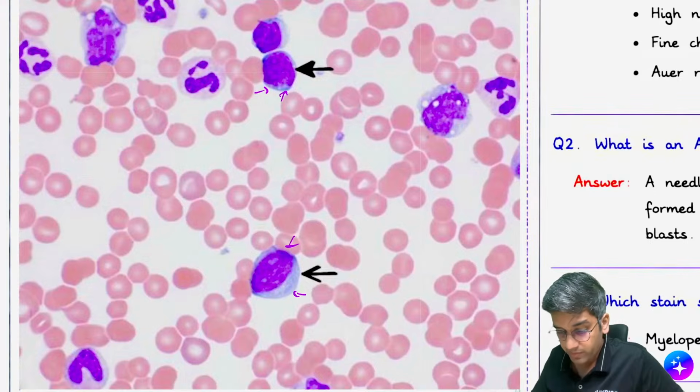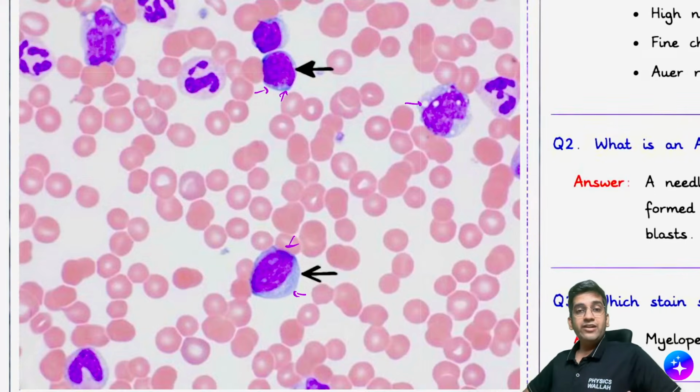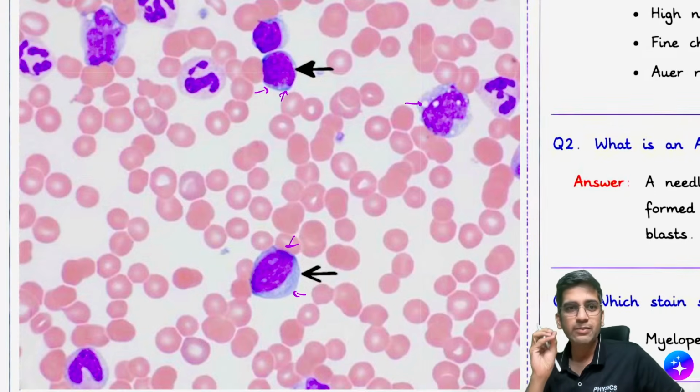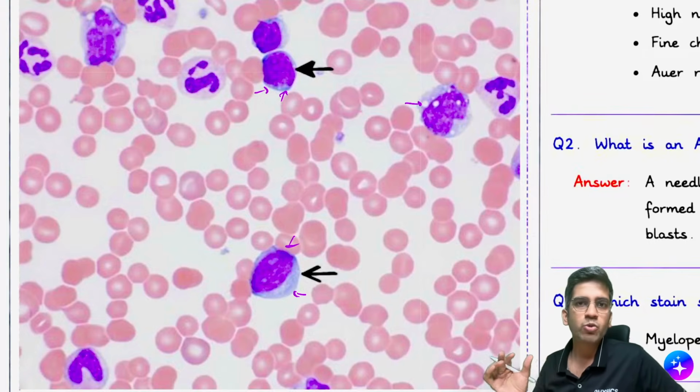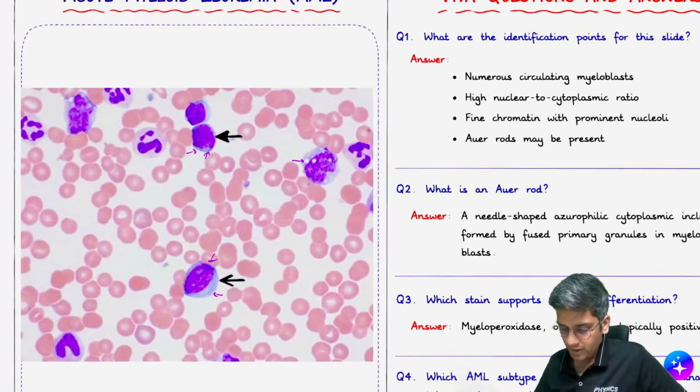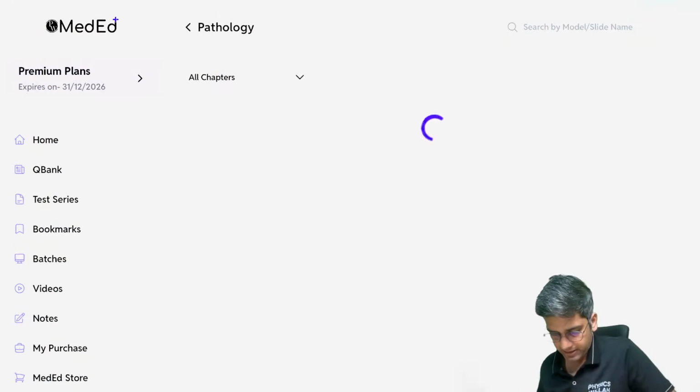It has a good amount of cytoplasm. Whenever a blast has a good amount of cytoplasm and a little bit of granulations, we'll call it a myeloblast, right? So most likely myeloblast, most likely acute myeloid leukemia. We look at a myeloblast in slides, in a real slide, right?